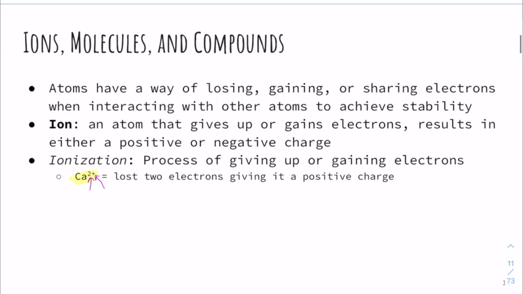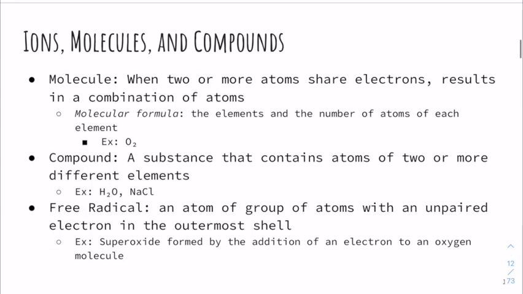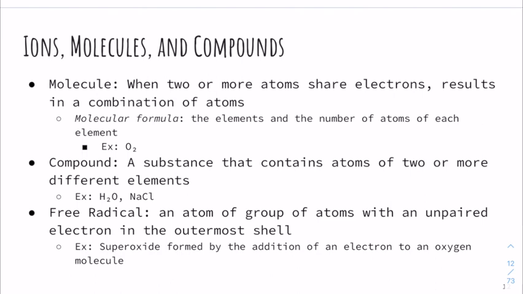So a molecule is when 2 or more atoms share electrons. And it results in a combination of atoms. So if we look at O2, oxygen. Those are 2 oxygen atoms sharing electrons. So the molecular formula is the elements and the number of atoms of each element. So this is telling us we have oxygen elements and we have 2 oxygens. That's what this number is telling us.